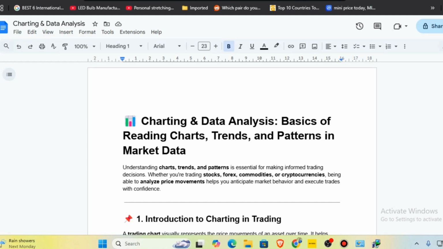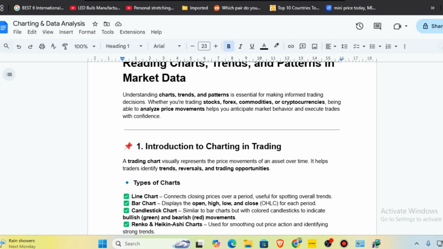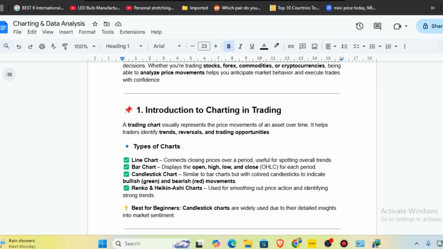So guys, in this video we are talking about the basics of technical analysis, and let's see what we have next. So first one is introduction to charting and trading. There are different types of charts, for example line chart, bar chart and candlestick charts, and then there will be different types of bars.